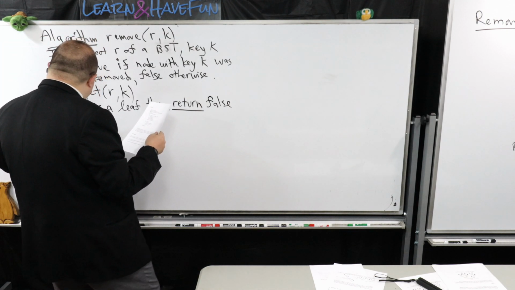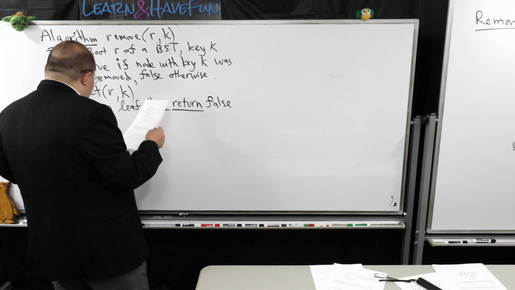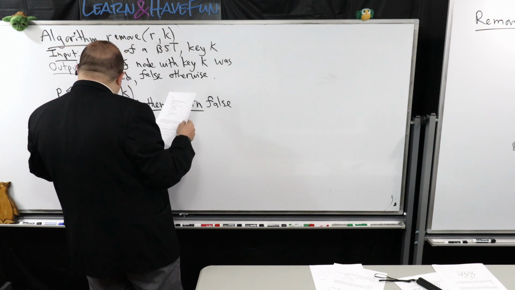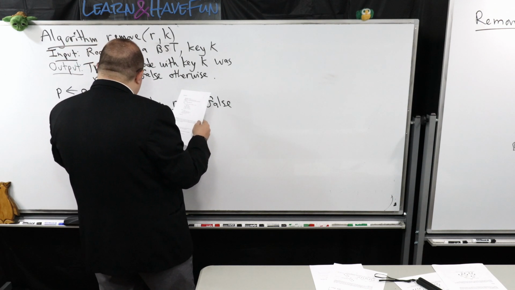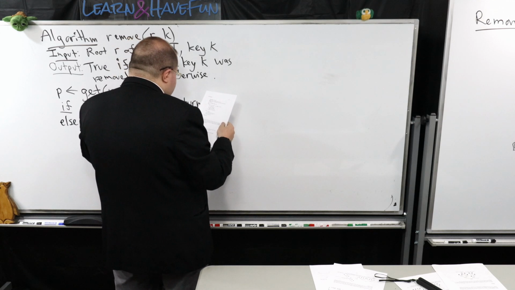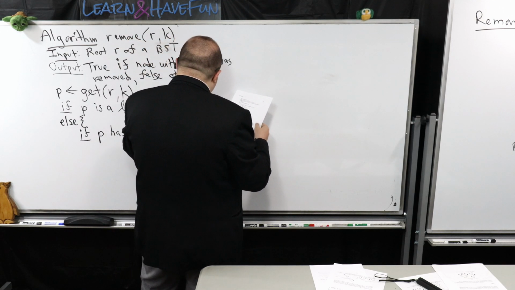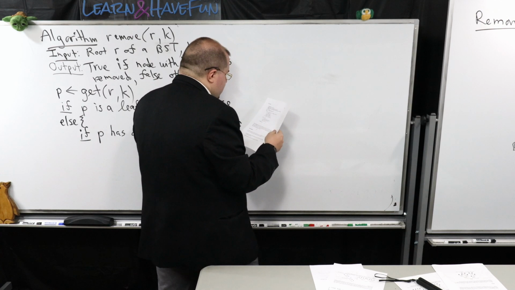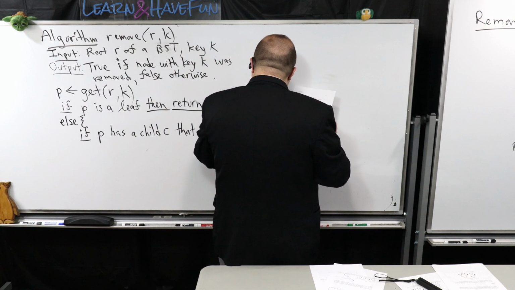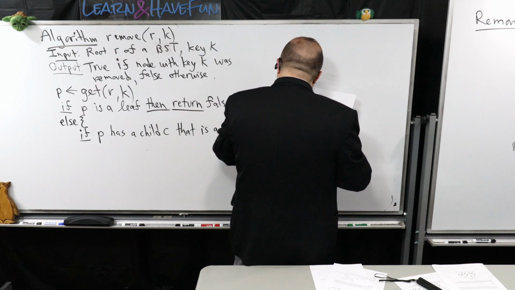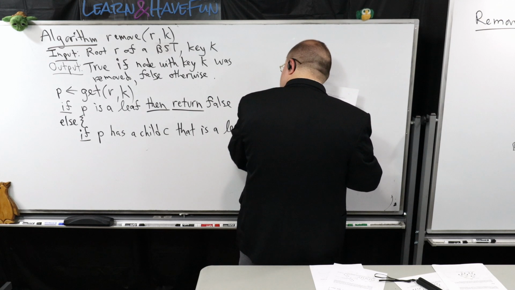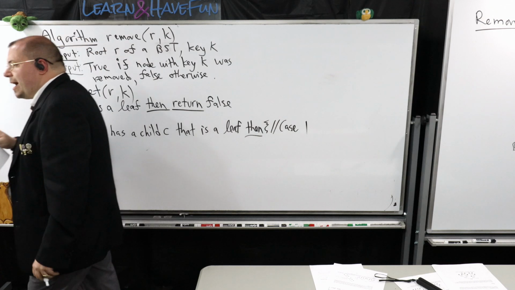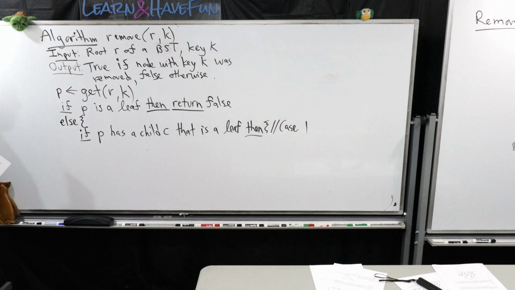Now we're going to talk about the ideas we just had. So now I'm going to check for case 1. If P has a child C that is a leaf, then, so this is going to be case 1. I'm going to check if P has a child that is a leaf.